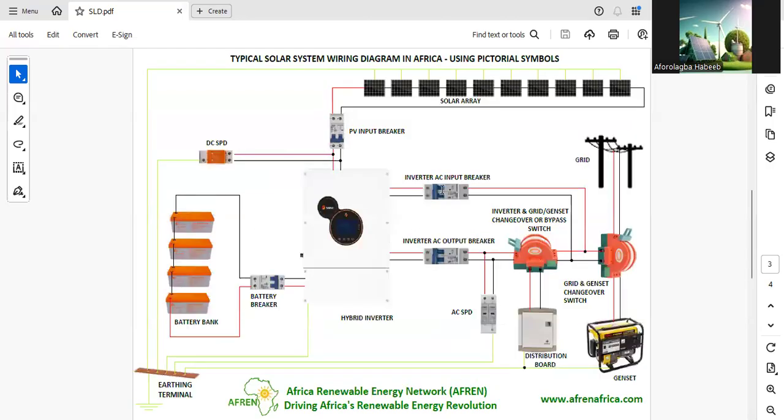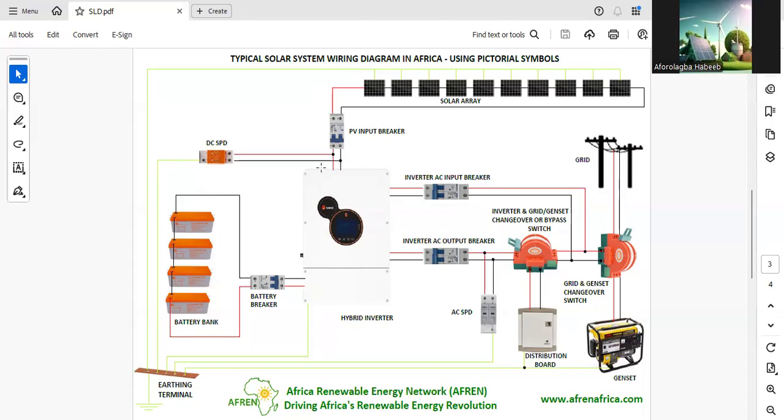So let me use this to explain. We have the solar array here, the solar panels. They are connected together, positive to negative, to increase the voltage. They are connected to the PV input breaker. If you want to disconnect the solar panels, you can use this breaker to disconnect them. Then from there, it goes into the DC input of the hybrid inverter. This hybrid inverter can take solar panels directly. It has a charge controller inside it.